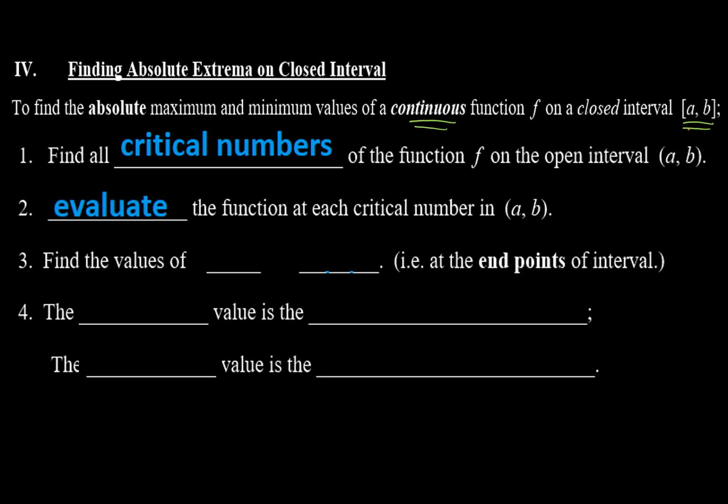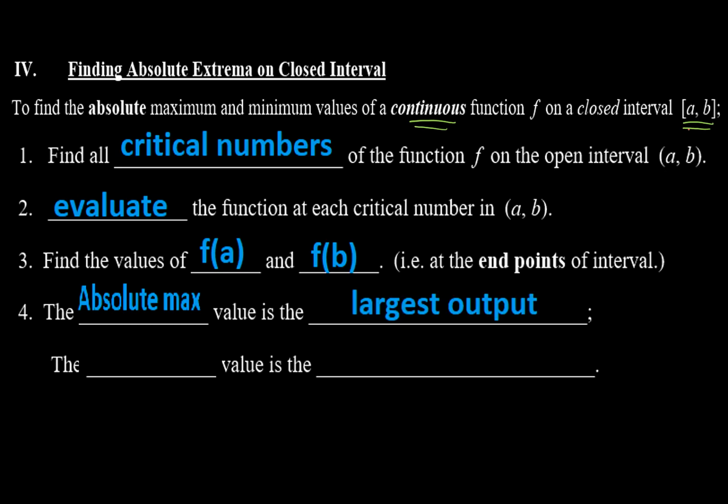Next, you are going to evaluate the function at each critical number in the interval from a to b. Next, you find the values of the endpoints. So take a and b, plug them into your function, see what you get. And the absolute max value is going to be your largest output, and the absolute minimum value is going to be your smallest output.